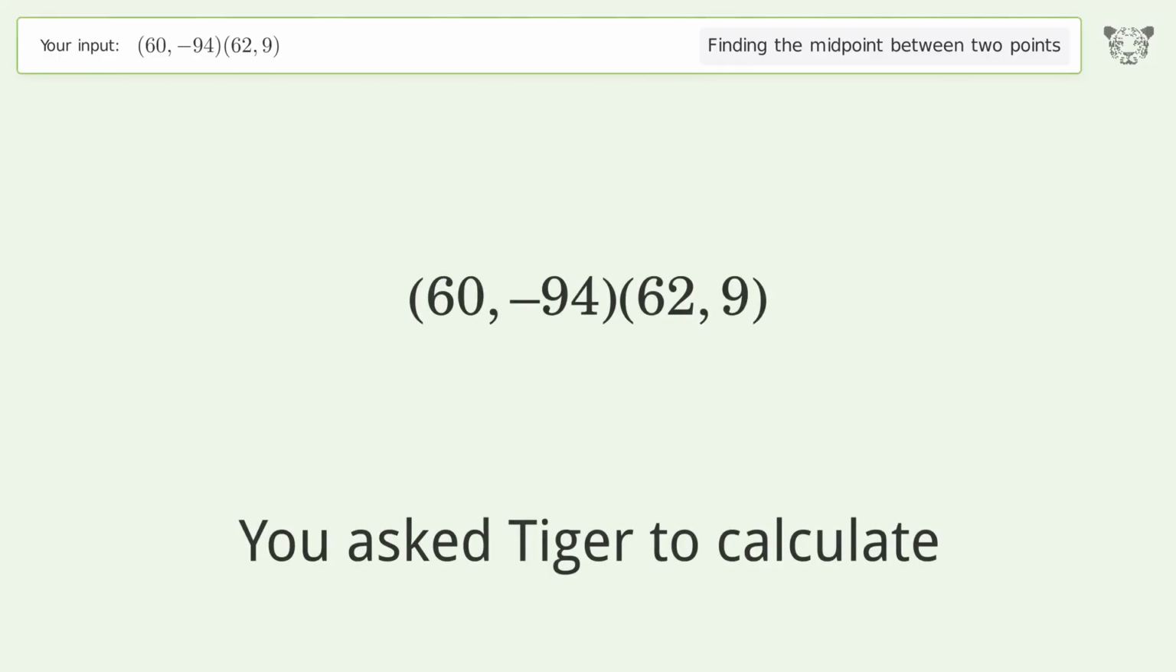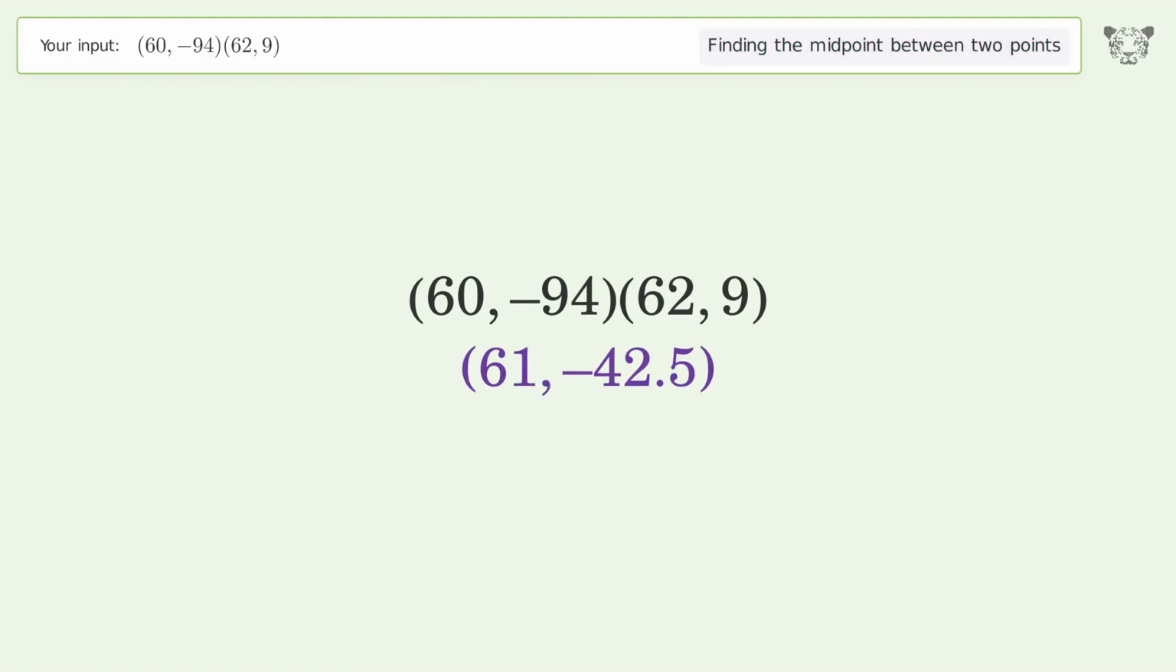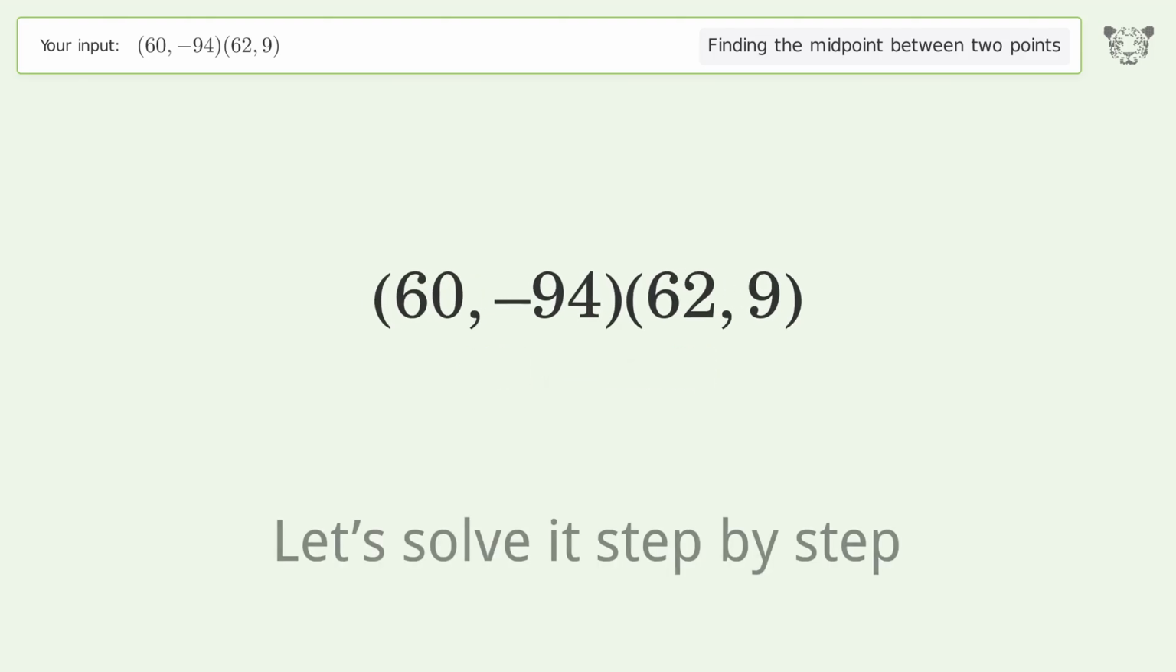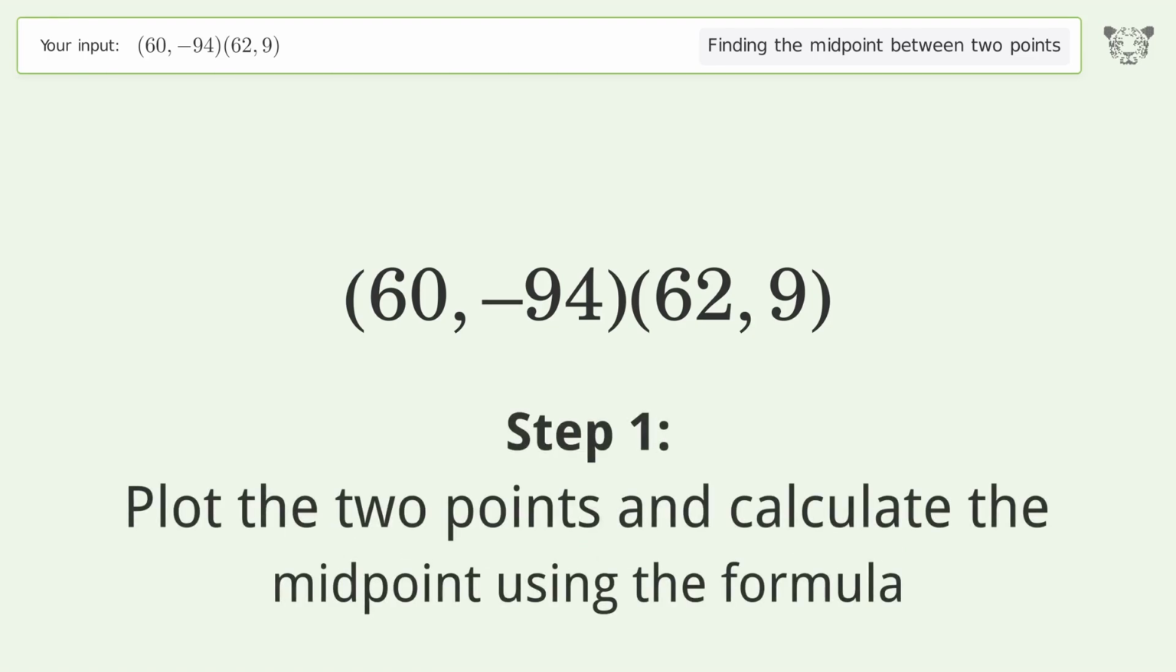You ask Tiger to calculate. This deals with finding the midpoint between 2 points. The midpoint between the 2 points is 61, negative 42.5. Let's solve it step by step. Plot the 2 points and calculate the midpoint using the formula.